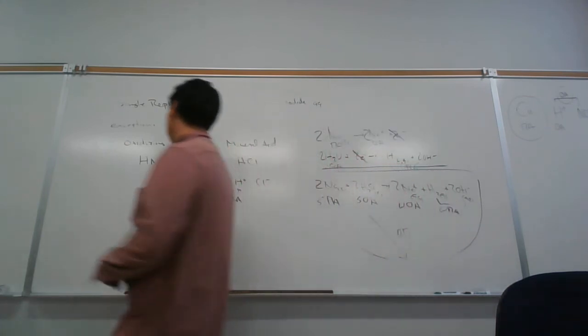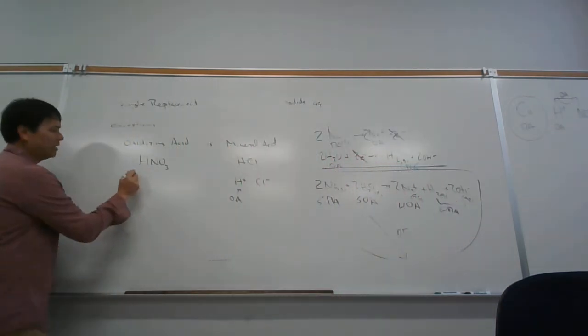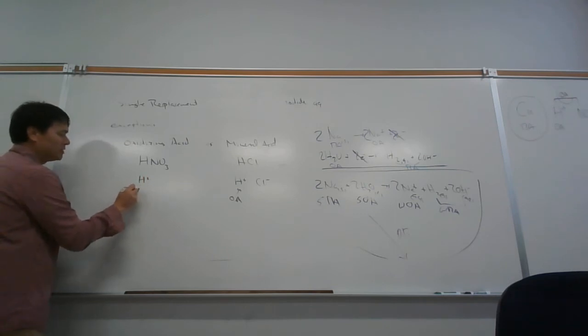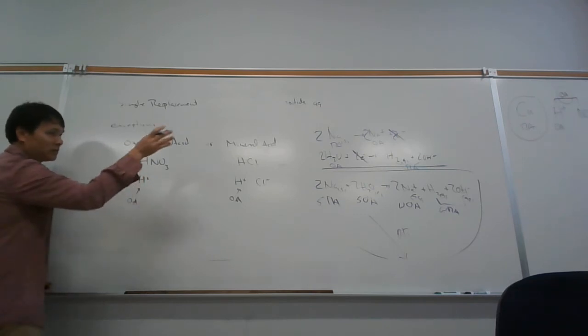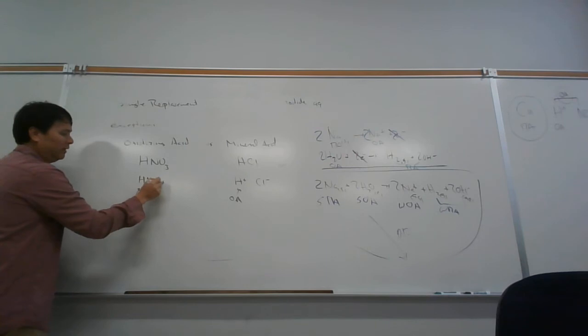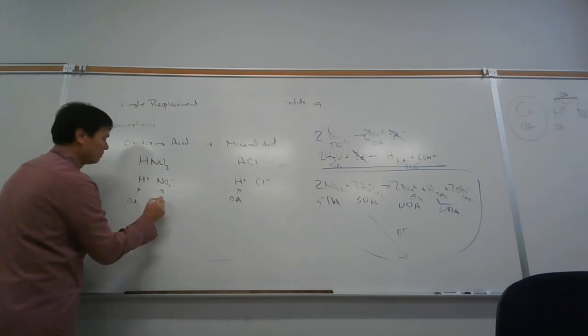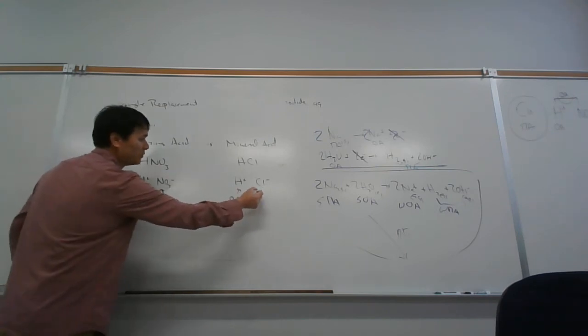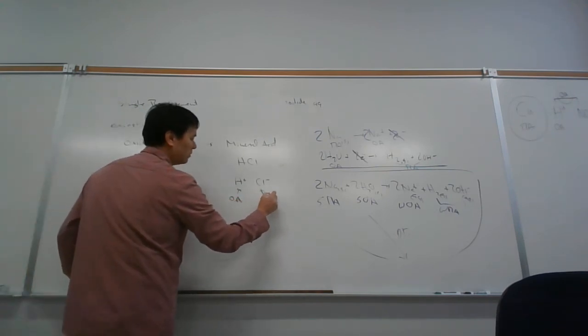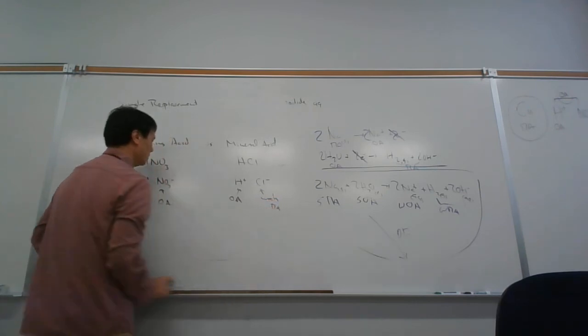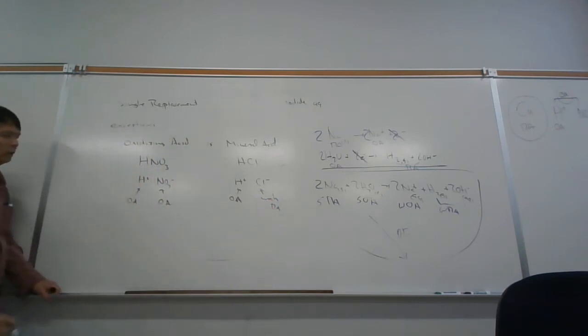However, when I look at an oxidizing acid, I still have H plus. H plus is an oxidizing agent. It's on the left side of that chart. But nitrate is also an oxidizing agent. Chloride is a weak reducing agent. Which oxidizing agent is stronger, H plus or nitrate?